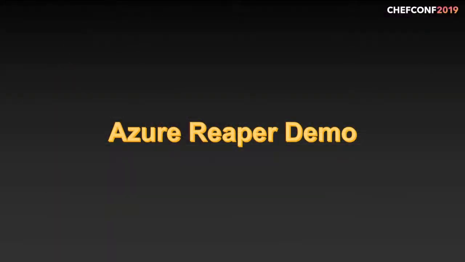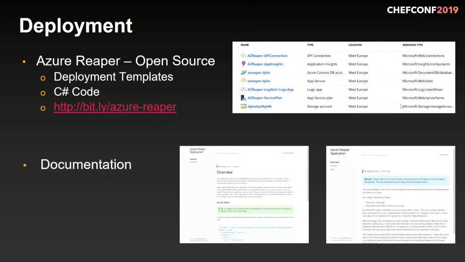Now, going back to the slides, how's it deployed? Well, as we said this morning, this is open source. There are two repositories. The first repository is the Azure Reaper under github.com/chefpartners. And the Azure Reaper is just the code. It's the managed code that gets deployed.